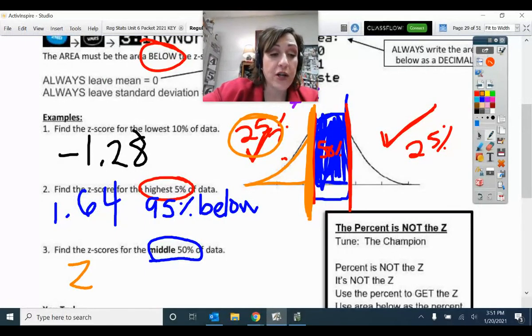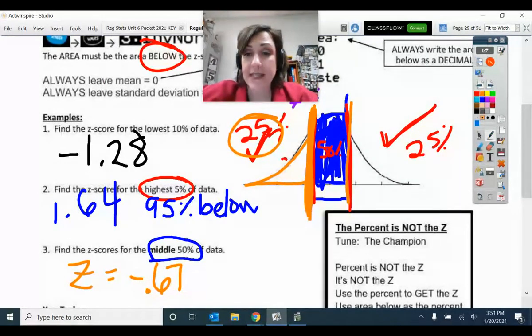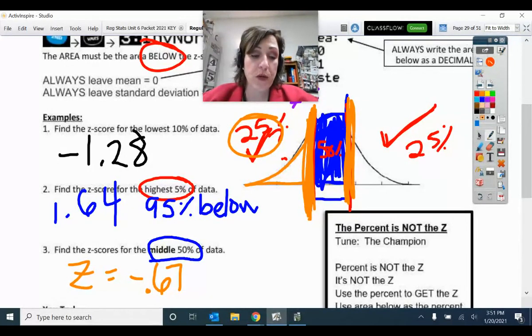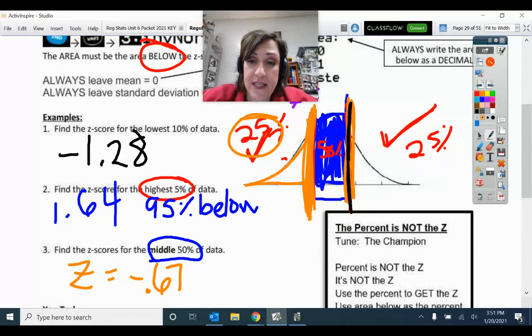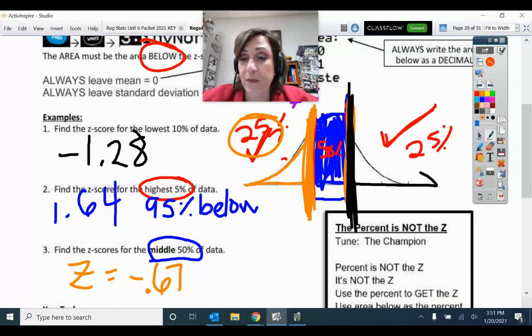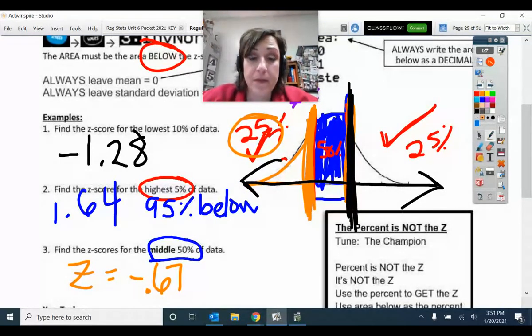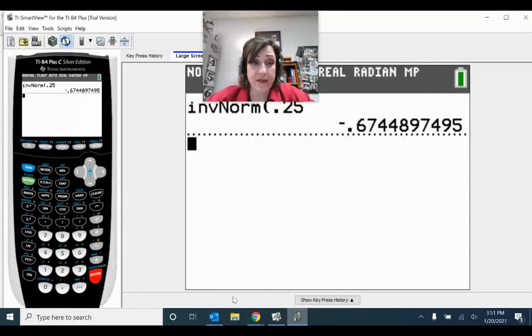Now, there are 2 z-scores for this problem because there are 2 bounds, the left side and the right side. So we know we've got this one with 0.25 below it. Okay, let's examine the next one. How much is below this z-score here on the right-hand side if it has 25% above it? If it has 25% above it, how much does it have below it? 75%. So watch this, and let's see what you think about this number here.